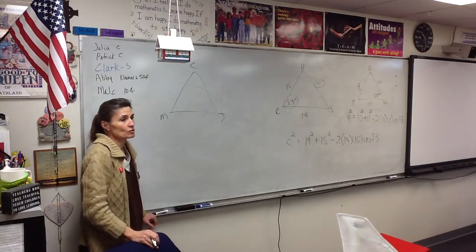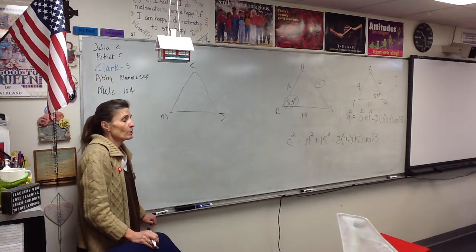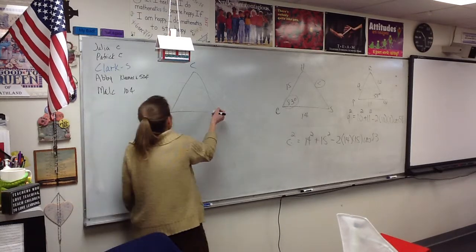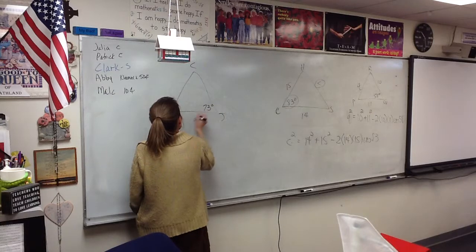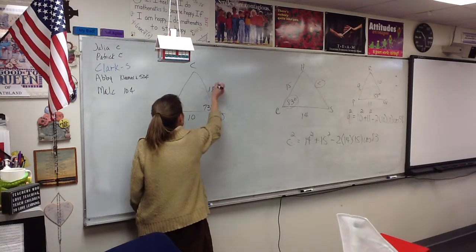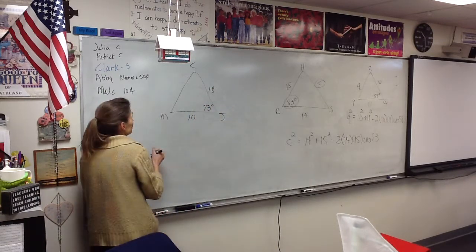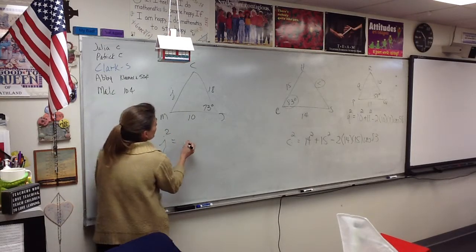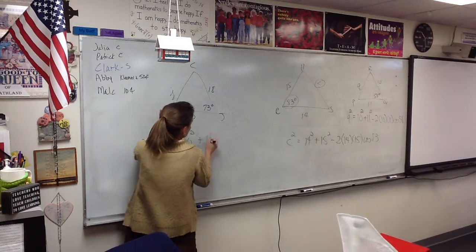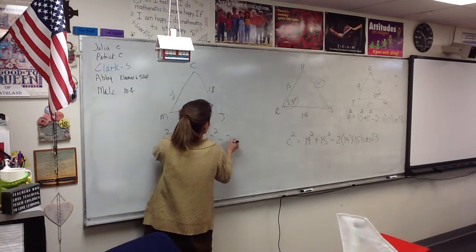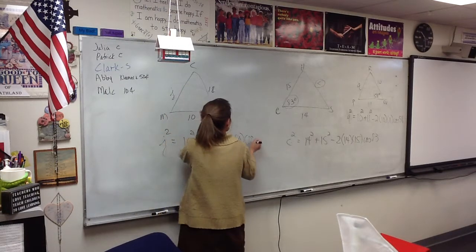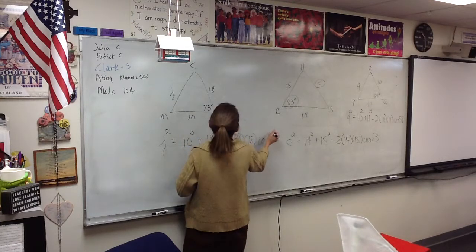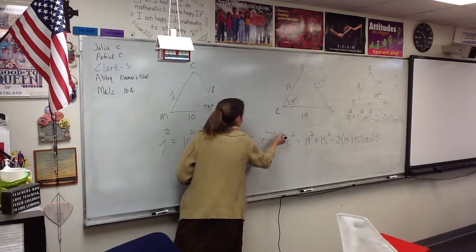This is Madison's triangle. Here we go. Madison, set up my law of cosines for me. J squared. This is little j over here, so j squared equals 10 squared plus 18 squared minus 2 times 10 and 18 cosine 73. Beautiful.